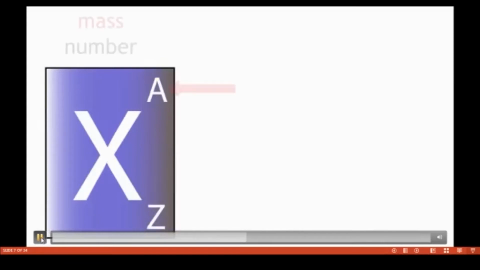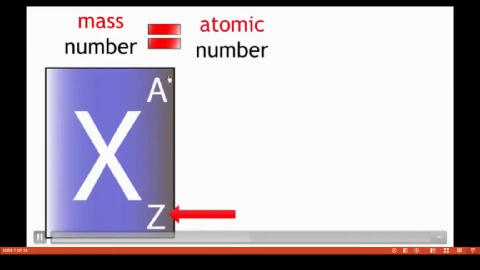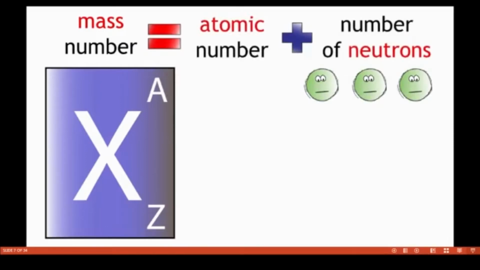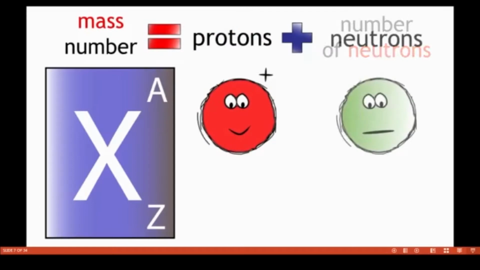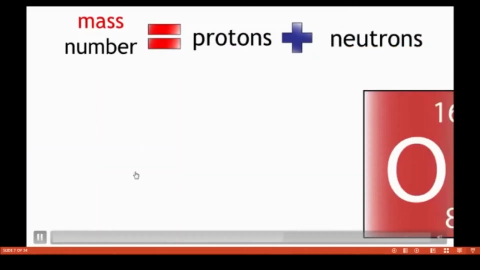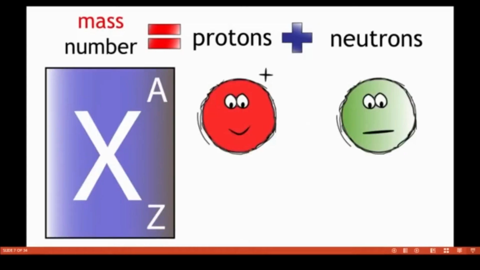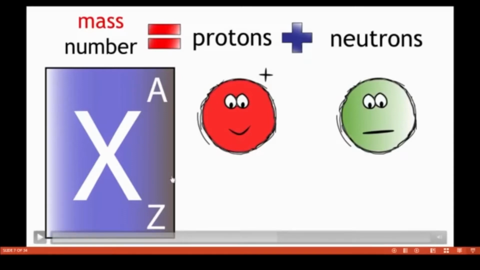First, mass number is equal to atomic number plus number of neutrons. Atomic number is equal to number of protons, so you can write mass number is equal to protons plus neutrons. Next, oxygen. See, students, mass number is equal to protons plus neutrons.